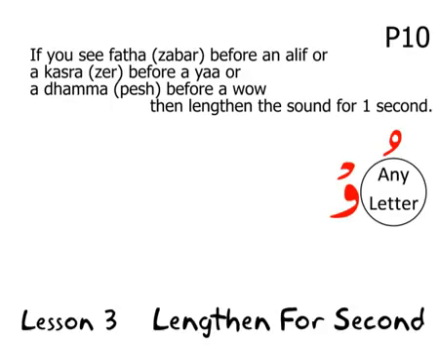fatha, zabar on top, you have to lengthen it for a second. If there's a ya sakin, the letter before has a kasra, zir, you have to lengthen it for a second. If there's a waw sakin and the letter before has a dhamma, pesh on top, you have to lengthen it for a second. Okay, just a few notes at the bottom of this page, on page 10.